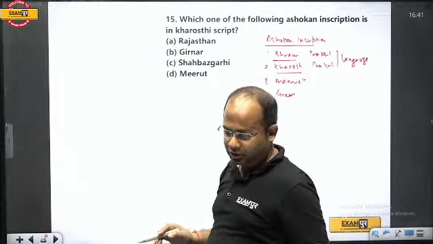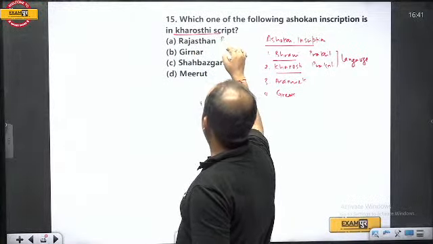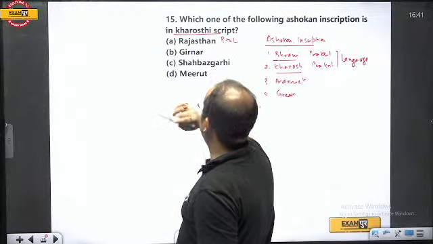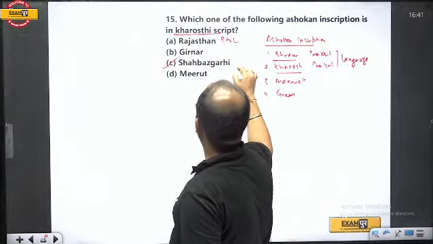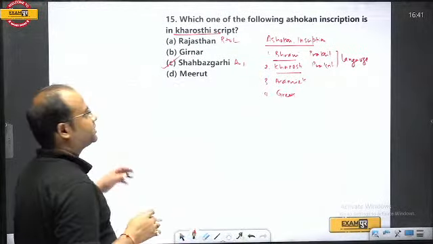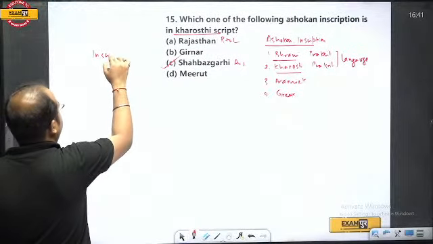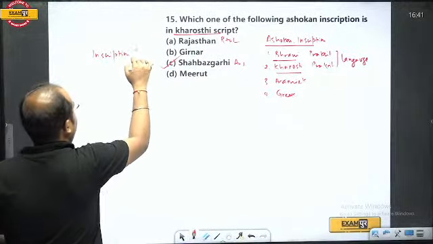No. It is not like that. Kharoshthi is a completely different script. It is written right to left, like Urdu. The correct answer will be Shahbaz Garhi, C. The inscription of Ashok which is found in Pakistan.